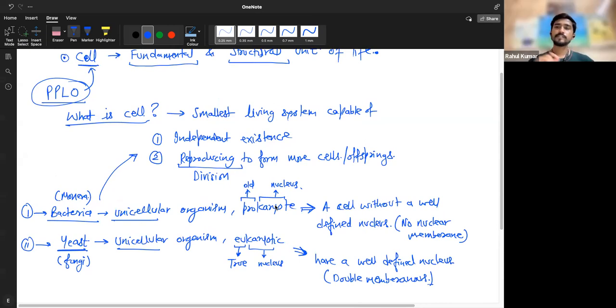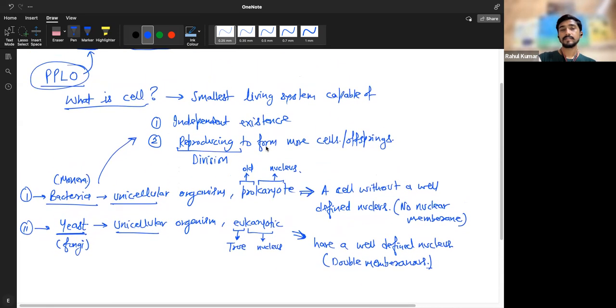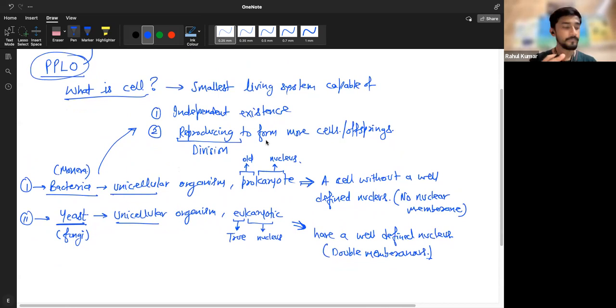Now, nothing which is smaller than a cell can exist independently. So write down: anything which is less than a cell is not capable of independent existence. Now, can you tell me why? Why do you think this is the case?